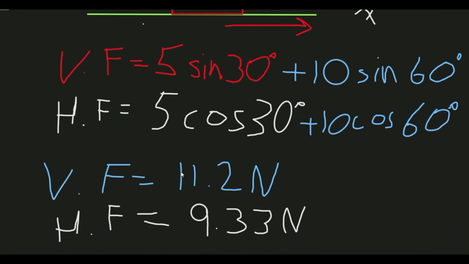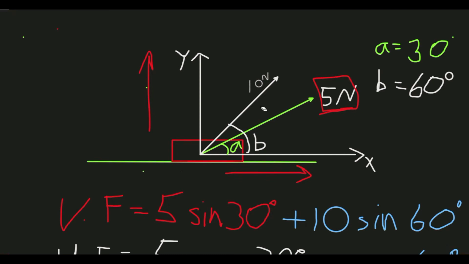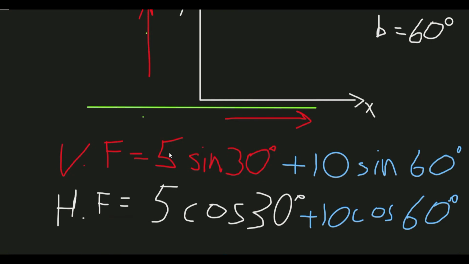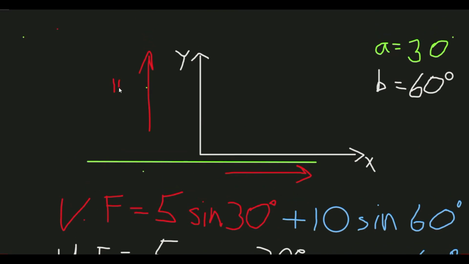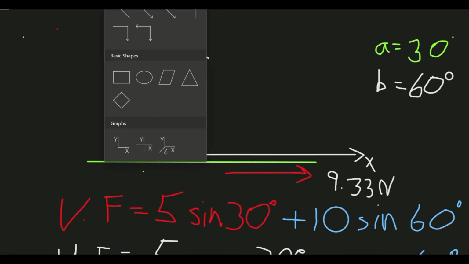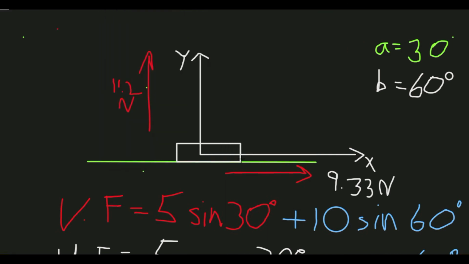So these are exactly the components, and now if I remove them, I can simply say that there is a vertical force here which is 11.2 Newton, and I have a horizontal force that is 9.33 Newton. Well, let's draw a brick here to make it easier to understand. There should be a brick, right, where the forces are being acted.